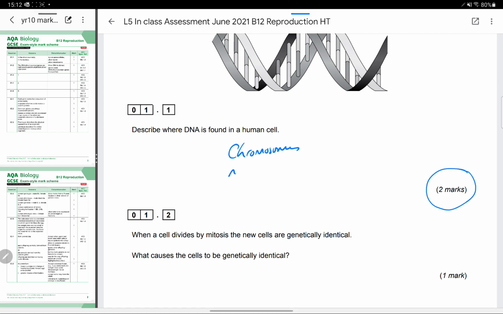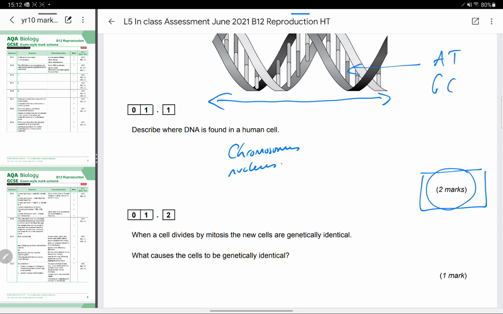Okay, in the nucleus. All right, and so exam technique wise, you should be thinking if that's 2 marks, I'm looking for something else other than nucleus. And then chromosomes is knowledge. This here is a sequence of DNA which makes a chromosome. These are the base pairs A, T, G, C. Okay, and this double strand of DNA is going to be on a chromosome.